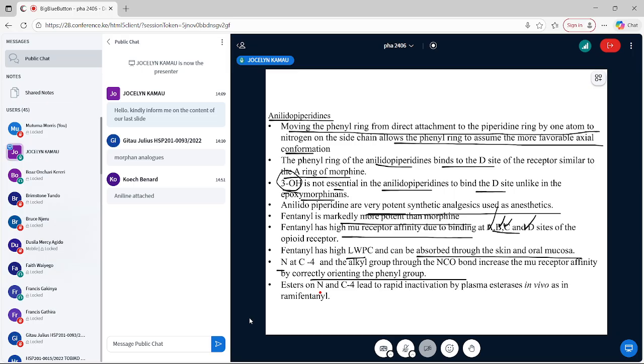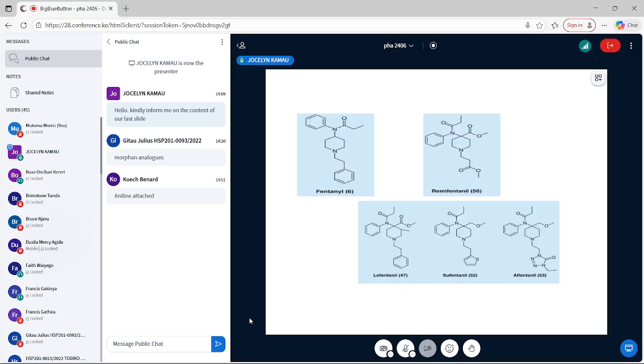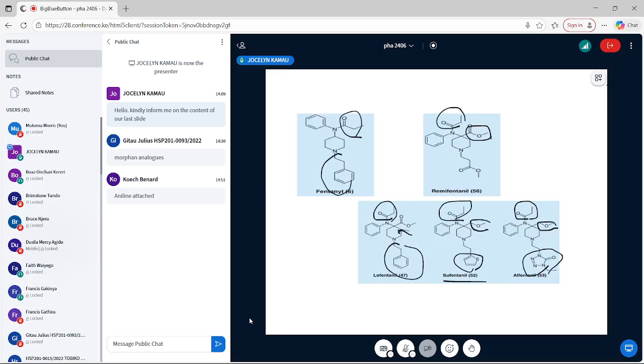Esters on nitrogen and carbon 4 lead to rapid inactivation by plasma esterases in vivo, such as lamifentanil. I don't think I have any esters on the nitrogen. My esters are on carbon 4. Esters on nitrogen and carbon 4 lead to rapid inactivation by plasma esterases in vivo, such as lamifentanil. I always like looking at lamifentanil; it is this one.